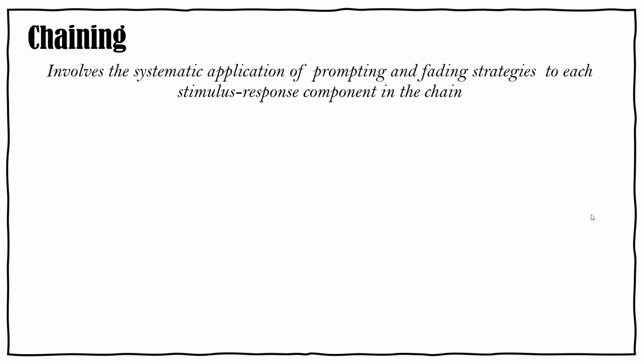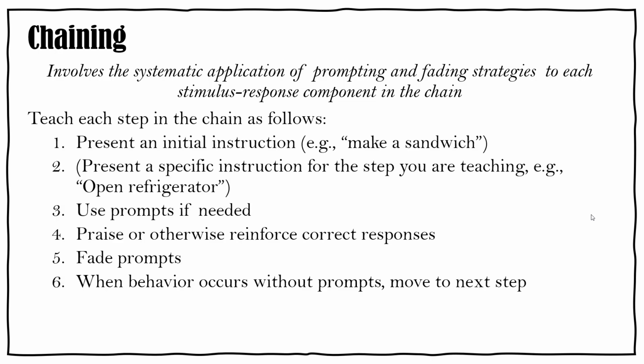Okay, for chaining, when you're teaching these steps in your task analysis, it involves a systematic application of prompting and fading strategies to teach each step or each component in the chain. And so what you're going to do is teach each step in the chain as it follows. First, you want to present your initial instruction, for example, make a sandwich.